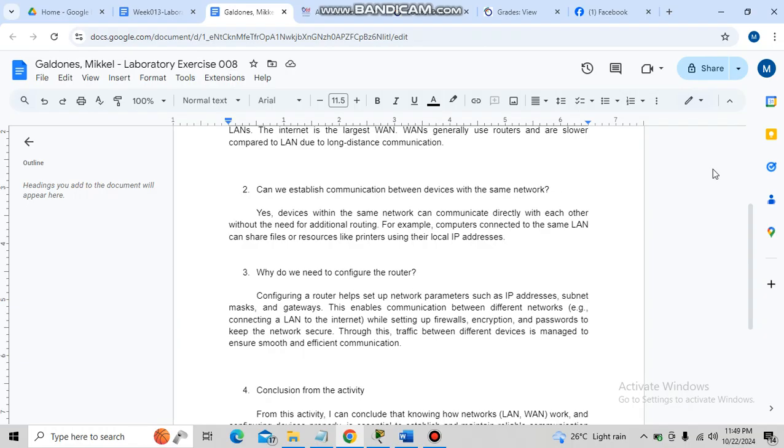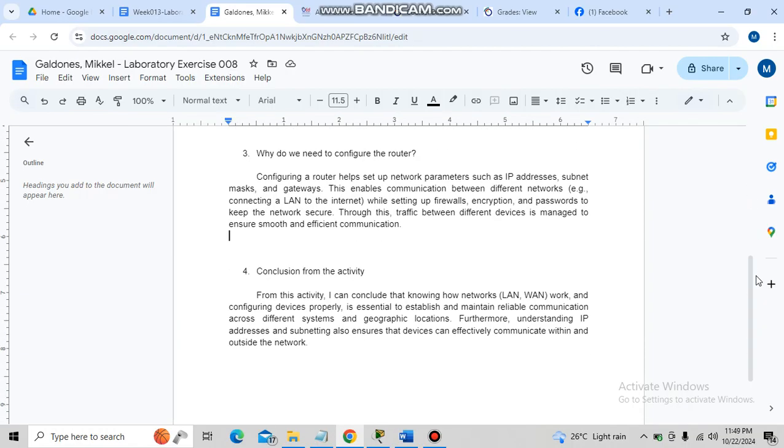And finally, what can I conclude based on the simulation and the other questions in our evaluation? Well, I can conclude that knowing how networks work, such as LAN and WAN, and being able to configure our devices properly, such as what I did with the routing information protocol, is essential to establish and maintain reliable communication across different device systems and geographic locations. Furthermore, understanding the IP addresses and subnetting also ensures that devices can communicate effectively within and outside the network.